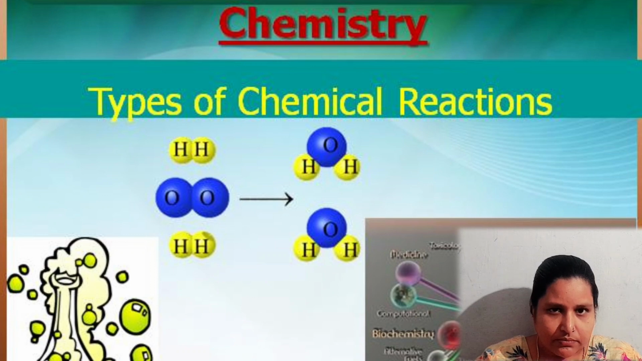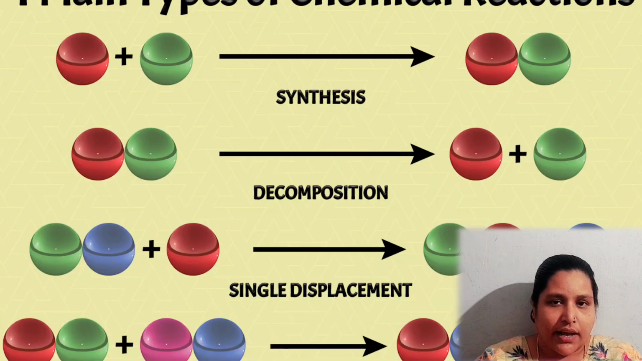Next, what are the properties of bases? Bases are bitter in taste. They turn red litmus to blue litmus, and their pH is above 8.